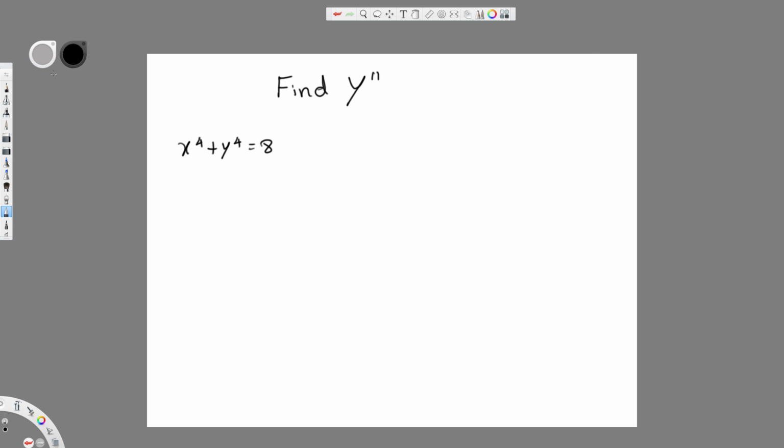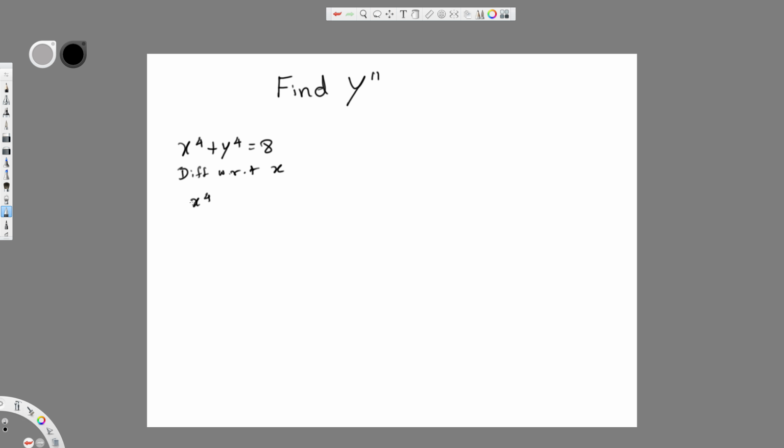Going on, guys? We have this question right here. It's asking to find y double prime, and the question is x to the power of 4 plus y to the power of 4 is equal to 8. So the first thing we have to do is differentiate with respect to x.